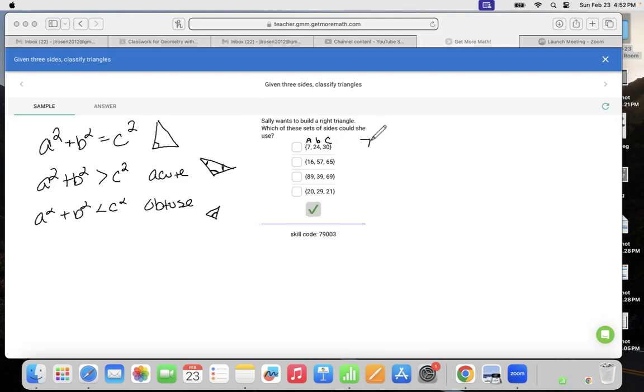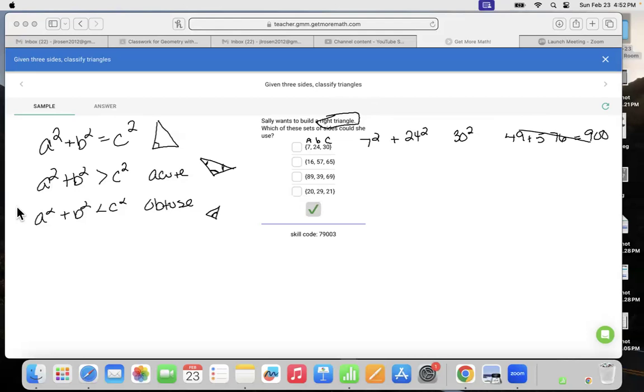Okay. So basically what we're going to do is 7 squared plus 24 squared and see if it equals 30 squared. Okay. So we know 7 times 7 is 49. And I'm going to put 24 times 24 in my calculator, or 24 squared is 576. And then I'm going to do 30 squared, or 30 times 30, which is 900. Well, this is not going to equal 900 when I add those together. And that's what we need if it's a right triangle. It means that they're equal to the long side. So this is not going to be my answer.